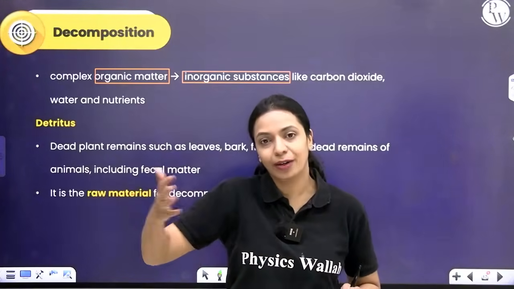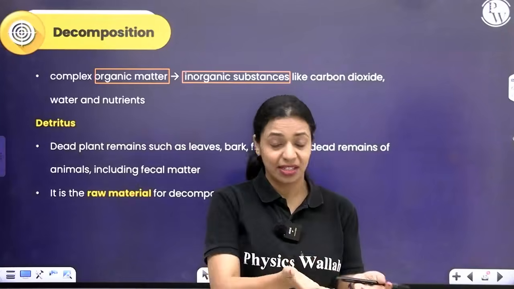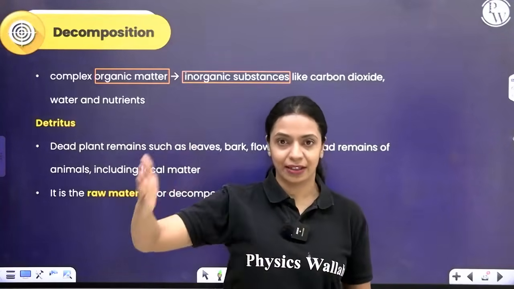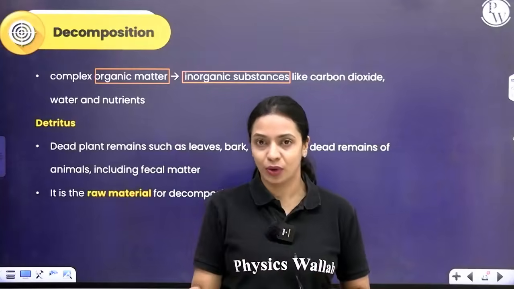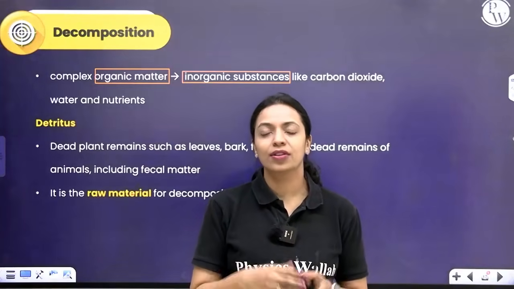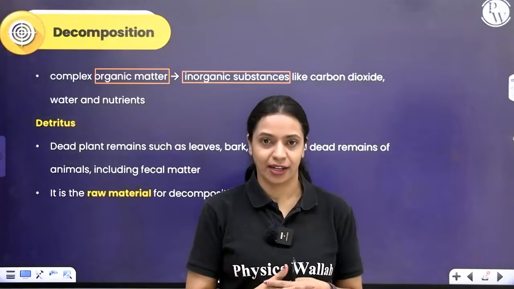For something to get broken down, a raw material is required. If there's nothing, then what will get broken down? You need organic matter to break down, right? If it has to be broken down, organic matter has to be there. Where is this organic matter? This organic matter is present inside living organisms, right?